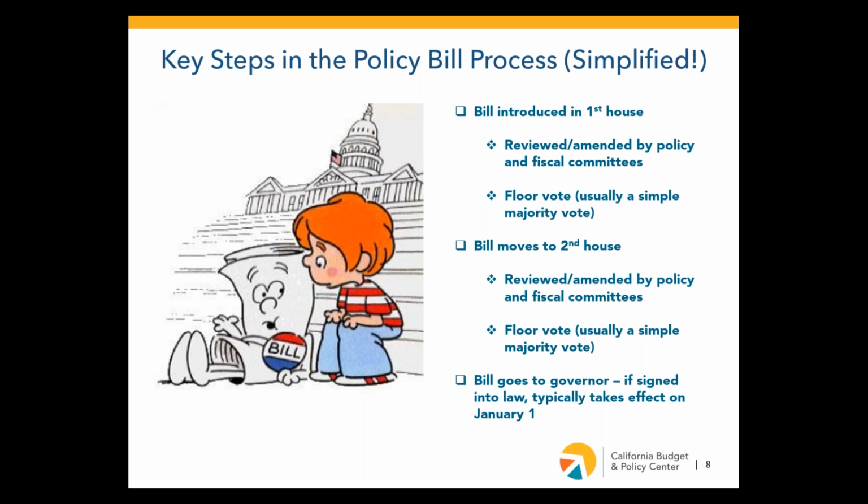If a bill survives the committee process, it goes to the floor of each house. For example, the first house, it's usually going to be a simple majority vote, meaning 41 votes in the Assembly, 21 votes in the state Senate. If it clears that threshold, then you start all over again. The bill moves to the second house. It's reviewed by that house's policy and fiscal committees. There's a floor vote in the second house. And if it survives all of those obstacles, then it goes to the governor, who can either let it become law or veto it. If he signs it into law, most policy bills are going to take effect on January 1st of the following calendar year.